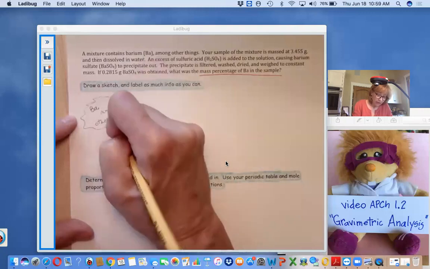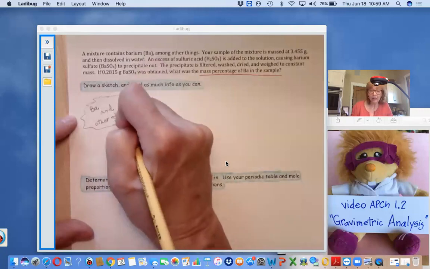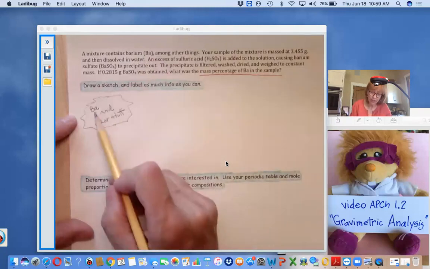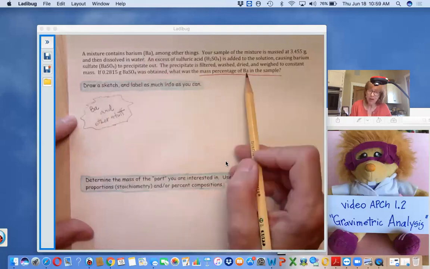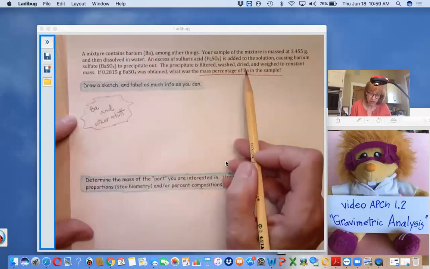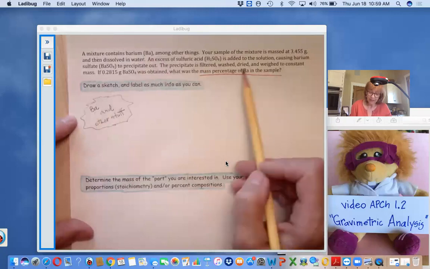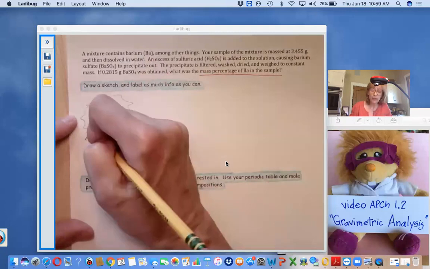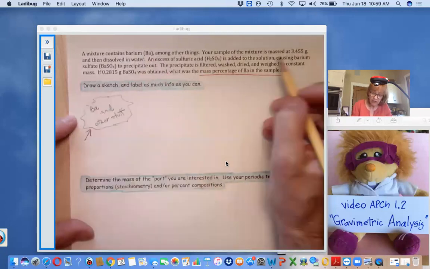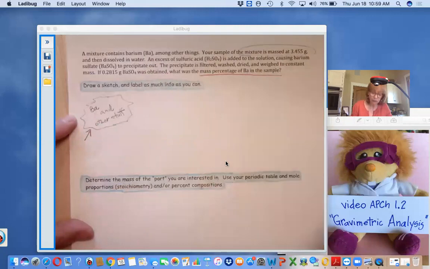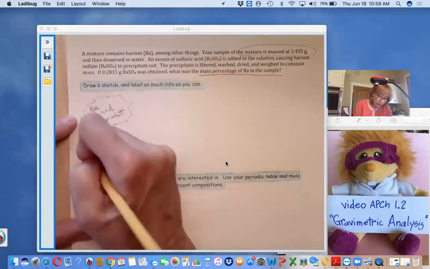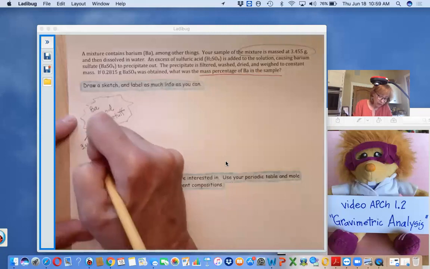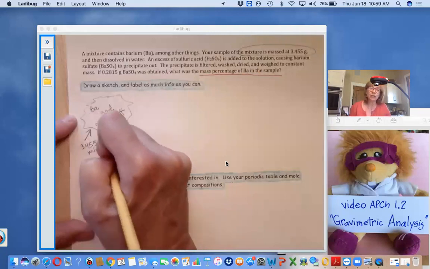At this point, I don't know what else is in the mixture, but it turns out that it's the barium part that I'm going to want to somehow separate out so that I can mass it and compare it to the mass of the sample. Okay, another piece of information that I know is that the mixture is massed at 3.455 grams. So that's the mass of the entire mixture.